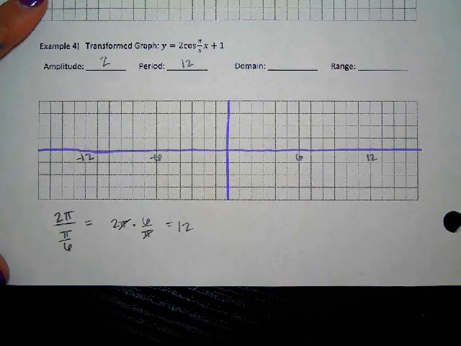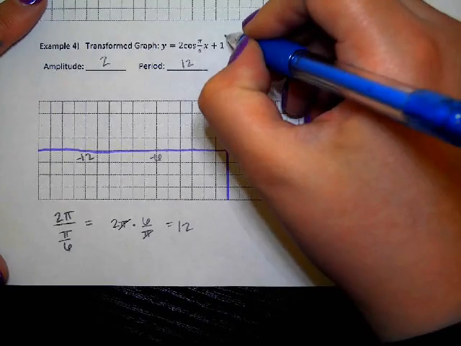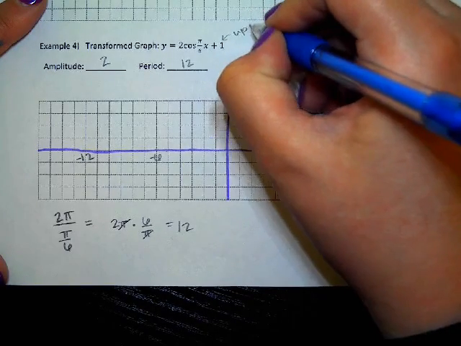6. Oh, yeah, that makes sense because it's 6. Yeah. Just like that. And then we've got the amplitude of 2, and we have a vertical shift. We're going up 1.